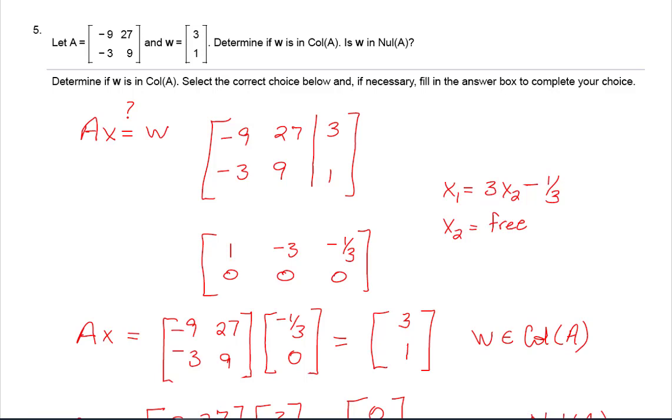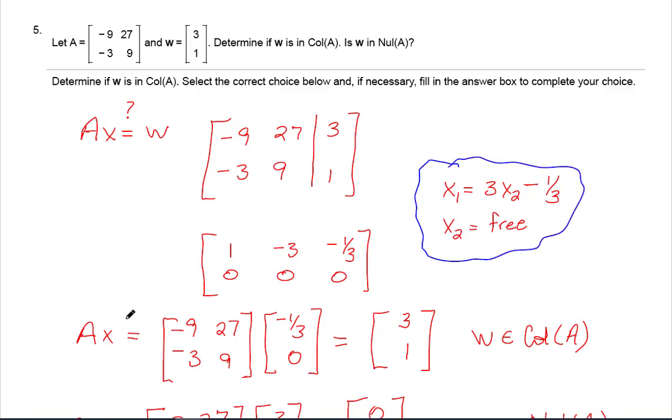Alright, so here we have matrix A. So I want to figure out if W is in the column space and if W is in the null space. Well, let's see. If W is in the column space, then I should be able to find an X where AX would give me W. Alright, so here's A, here's W where I want to end up. I do row operations to figure out what happens, and so I get this particular relationship.